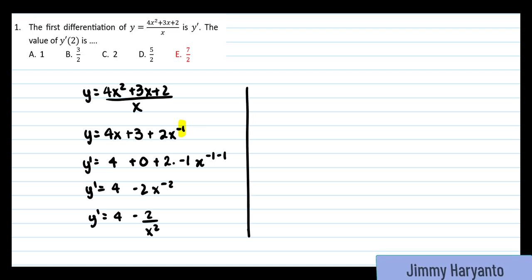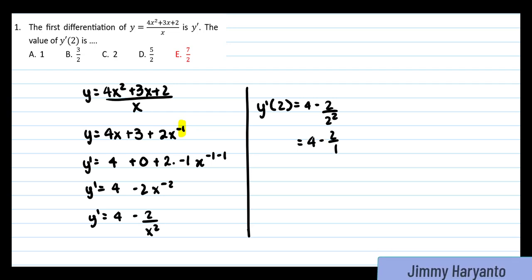And then the question is y prime of 2. That means you have to change the x into 2. 4 minus 2 over 2 squared. You will have 4 minus 2 over 4. You will have 4 minus 1 over 2. That means 7 over 2, yeah. That is E. Okay, that is number 1.